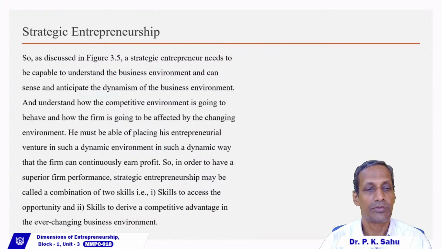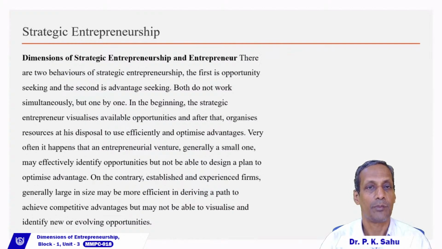So in order to have a superior firm performance, strategic entrepreneurship may be called a combination of two skills. First, the skills to assess the opportunity. Second, the skills to derive competitive advantage in the ever-changing business environment. So there are two behaviors of strategic entrepreneurship. The first is opportunity seeking. The second is advantage seeking. Both do not work simultaneously, but one by one.